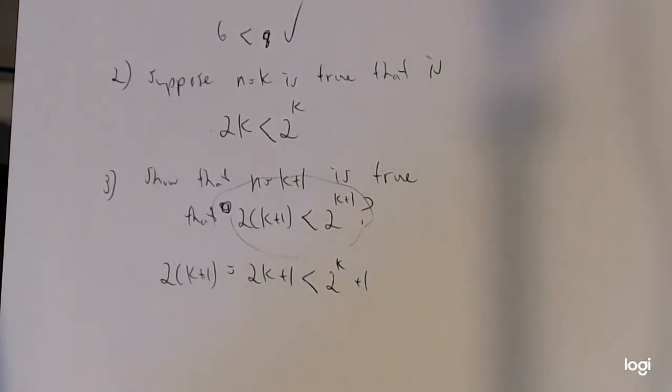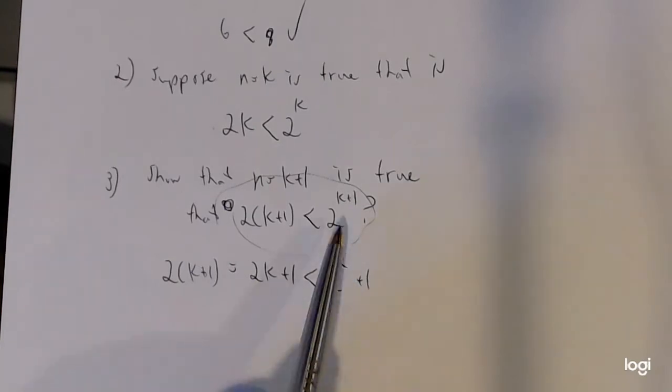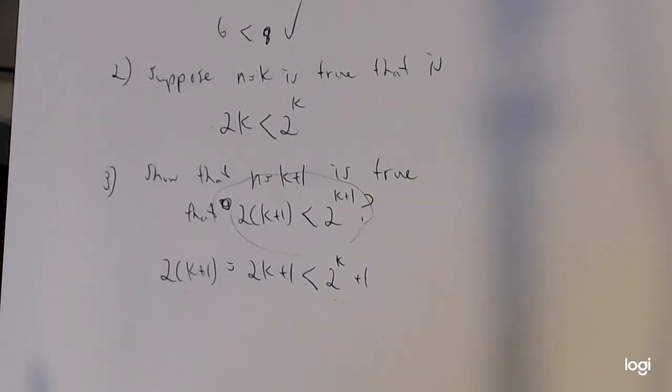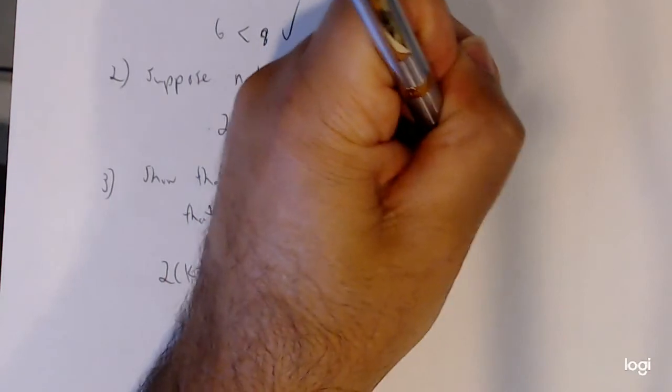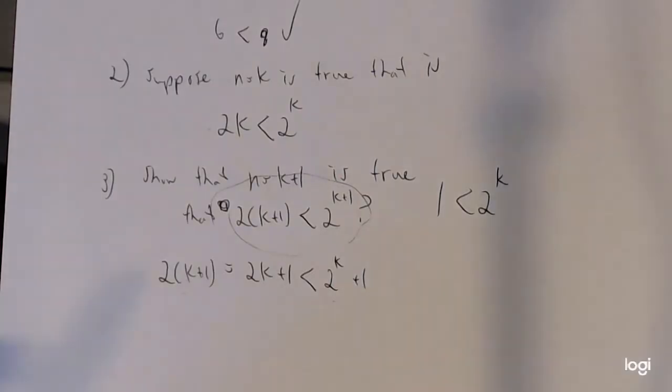Because what is it that I want to do here? I want to try to get this to be that. Okay, so here's where it gets a little tricky. Well, look, 2 to the k plus 1, what do I know about 1? 1 is clearly what? Less than 2 to the k, right? That's a fact.